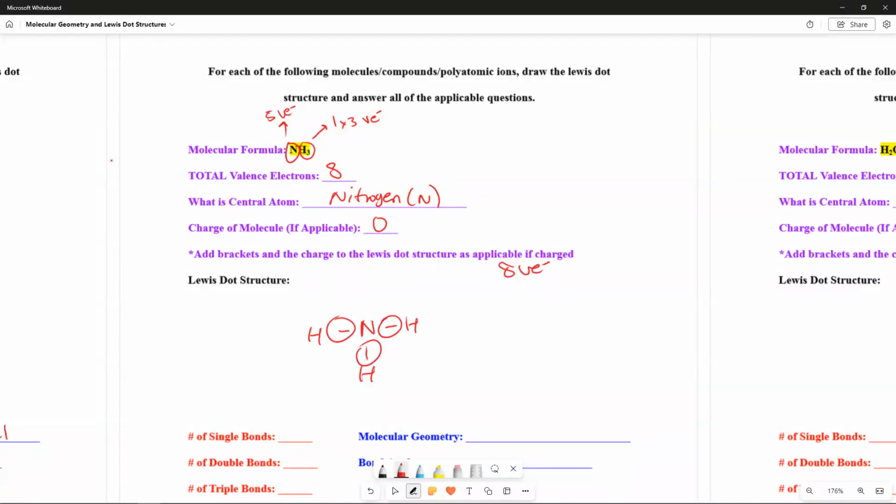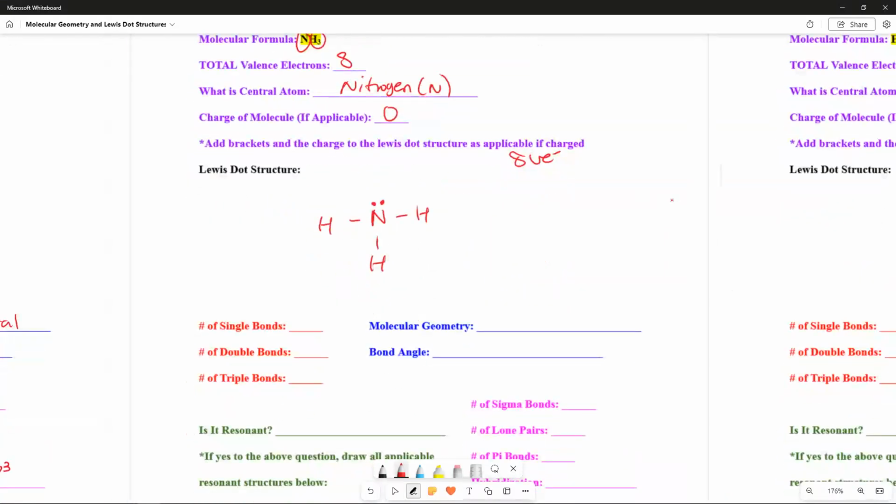2, 4, 6. But hydrogen can only receive 1 bond, as we talked about earlier, so the remaining has to go on lone pairs on the central atom. Remember, if we have a full octet or full satisfied valence electron outer shell, we shove everything else left over on the central atom. This gives us our completed Lewis dot structure. We have 3 single bonds, 1, 2, 3. No double bonds and no triple bonds.